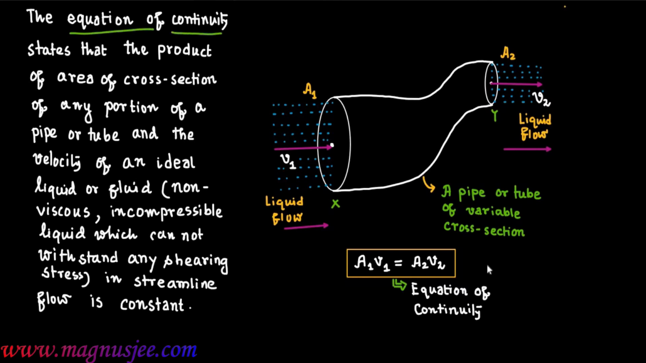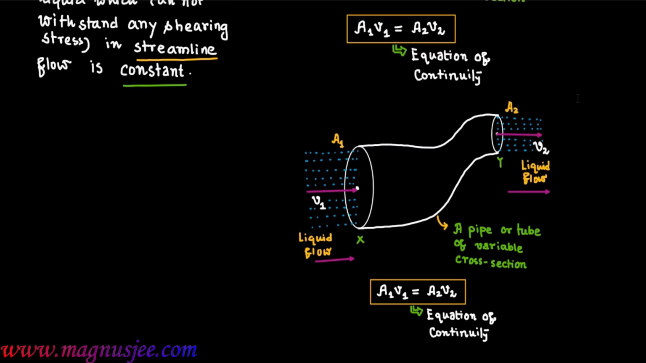Hence, the equation of continuity states that the product of area of cross section of any portion of pipe or tube and the velocity of ideal liquid or fluid, non-viscous incompressible liquid which cannot withstand any shearing stress, in streamline flow is constant.